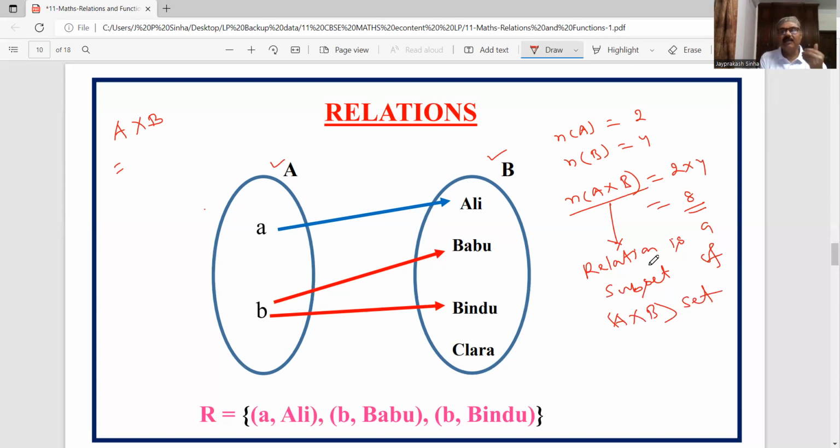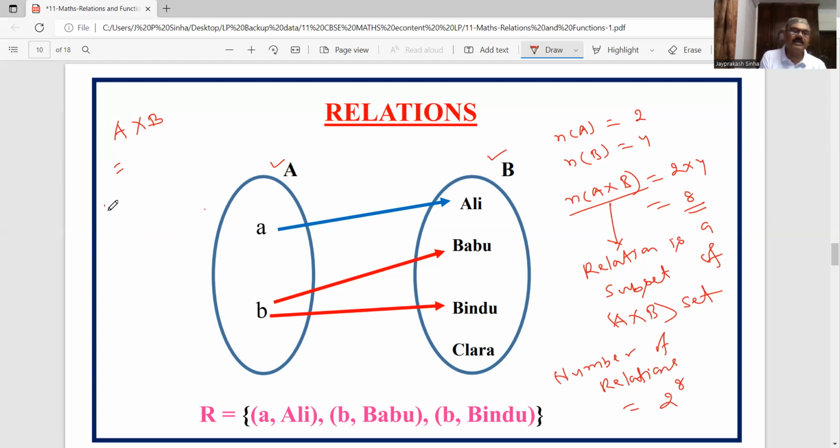We can form a relation by taking one element from A and one element from B, or one element from A and two elements from B, or two elements of A and three elements of B, like that. So if the number of elements in the Cartesian product of A and B is 8, how many total relations can there be? We have already seen it: the total number of relations can be 2 to the power 8.